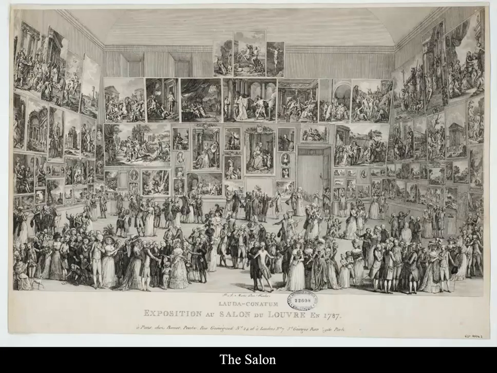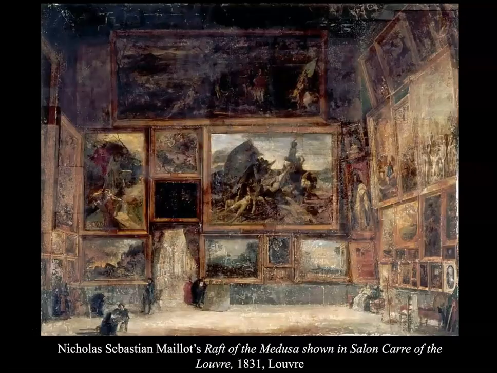So you can see this is what a salon would look like at the time. This is one for the Louvre in 1787. As well as this one, which features the Raft of the Medusa, a work that we talked about last week.